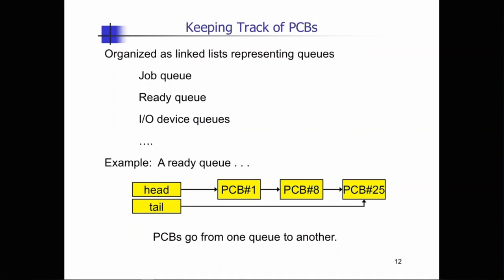The queue is generally stored as a linked list. The head of a queue contains a pointer to the first process control block in the list. The tail contains the pointer to the last PCB in the list, and each PCB includes a pointer that points to the next PCB in the queue. So PCBs go from one queue to the other.